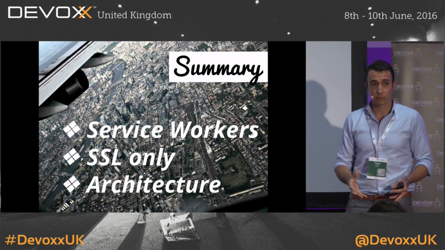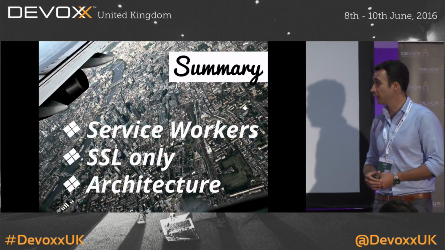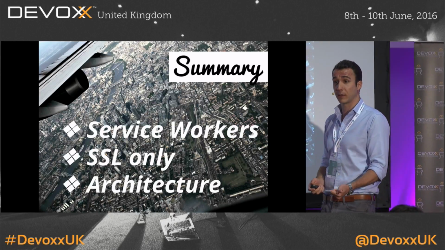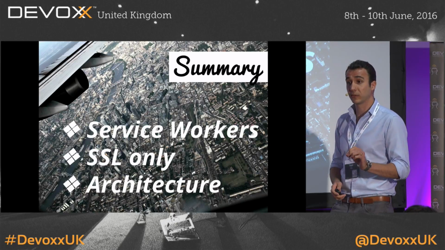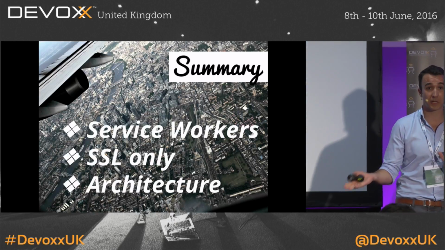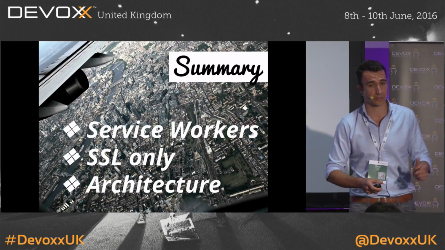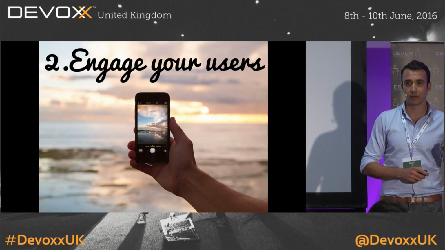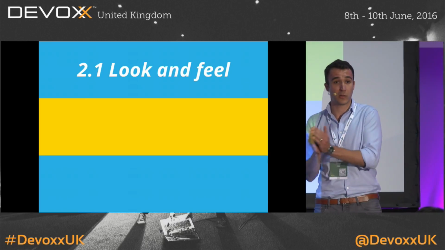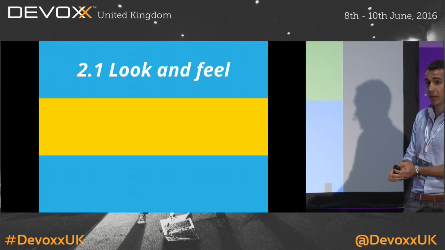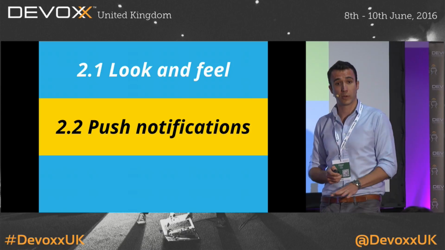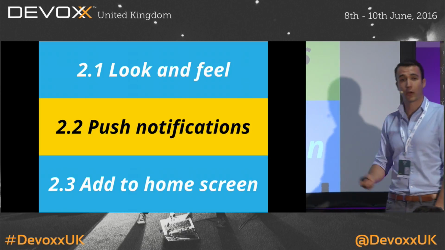So let's just summarize what we've talked about. We've covered a lot of ground about understanding progressive web apps. We've talked about how service workers are the key to progressive web apps and unlocking these capabilities. We've talked about how they need to be SSL only because of security concerns, and also the architecture behind them, the ability to pick and choose, or maybe approaching it with the app shell architecture. So let's go deep and engage our users. I've broken this section down into 3 key parts: the look and feel of your site, and how you can get it to feel a bit more appy, the concept of push notifications on the web, and finally, adding to home screen.